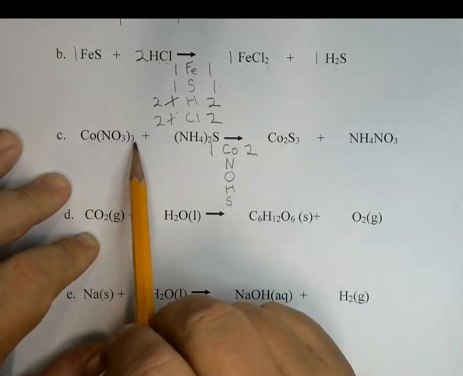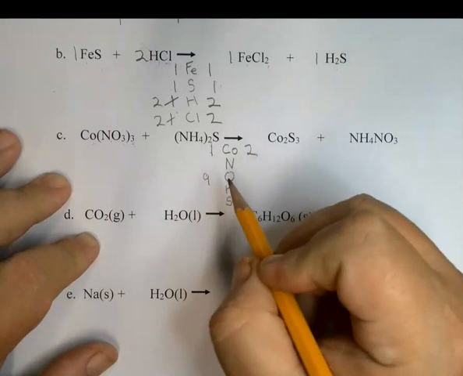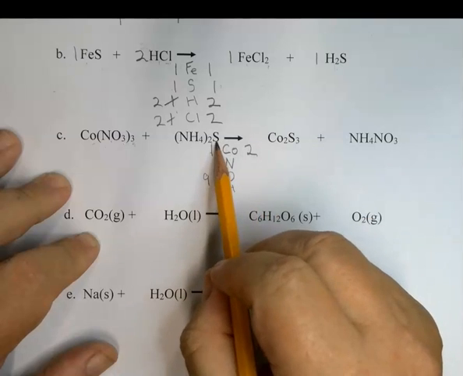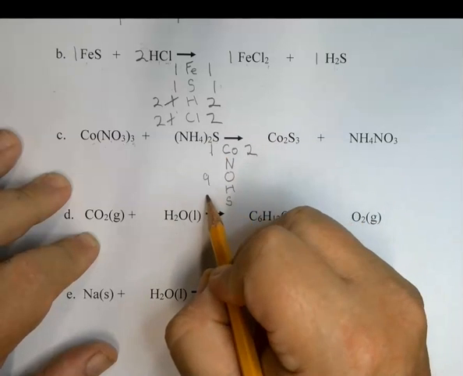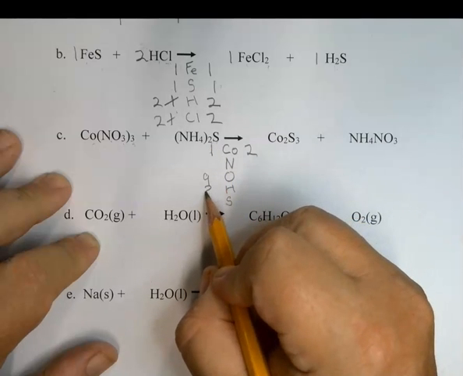So the oxygens are going to be 3 times 3 is 9. And let's just do the sulfur. That's 1. That's real easy. And the hydrogen is 2 times 4 is 8.